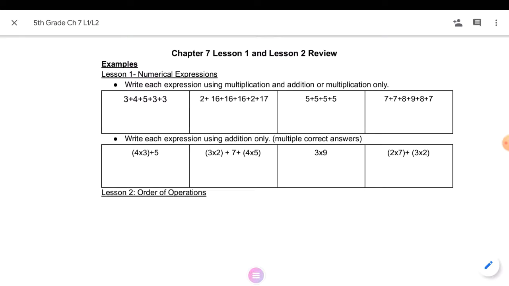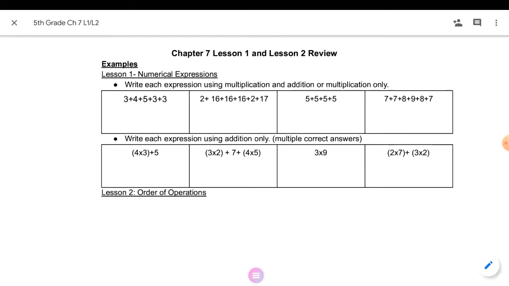Okay. Chapter 7, lesson 1 and 2 review. The examples at the top are a little bit different. I just felt like we needed a little more practice at this after all the questions I got yesterday. So it says, write each expression using multiplication and addition or multiplication only. So these are multiplication expressions.